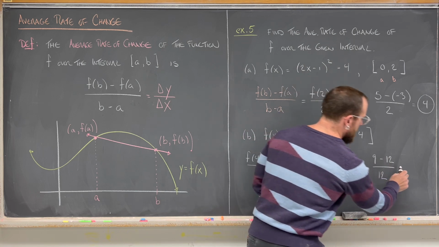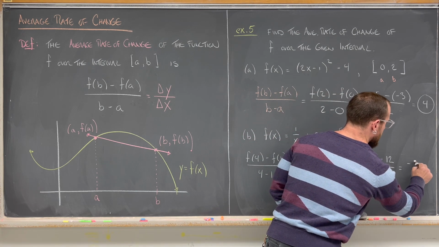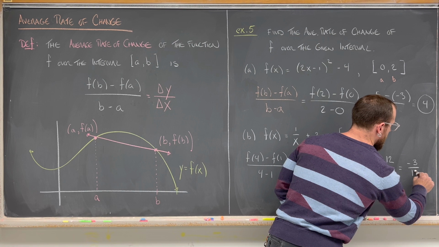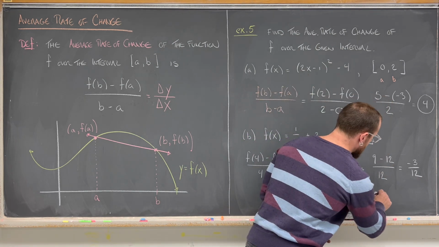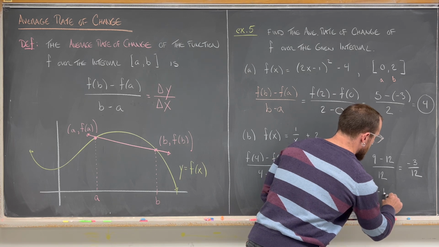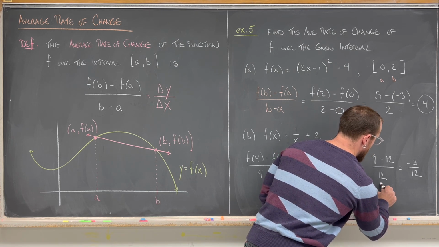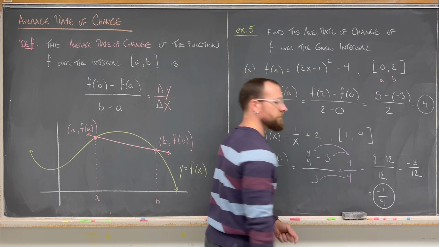And now I can see what I'm left with is just negative 3 divided by 12. Both of those are multiples of 3. And if you divide the top and the bottom of that fraction by 3, you get negative 1 over 4. And that's my average rate of change.